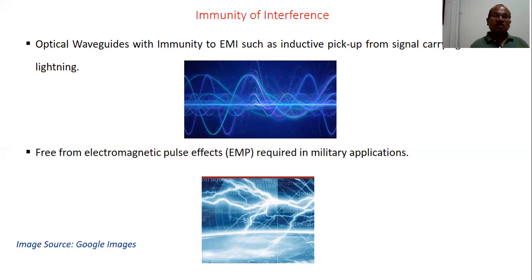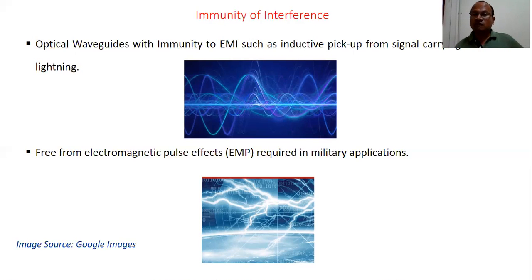See the second point: free from electromagnetic pulse effect, required in military applications. We cannot compromise on the quality of the signal. So therefore no interference at all. A high level of immunity is needed. So in military applications, freedom from electromagnetic pulse effect, EMP, is required. It must be free from these effects.